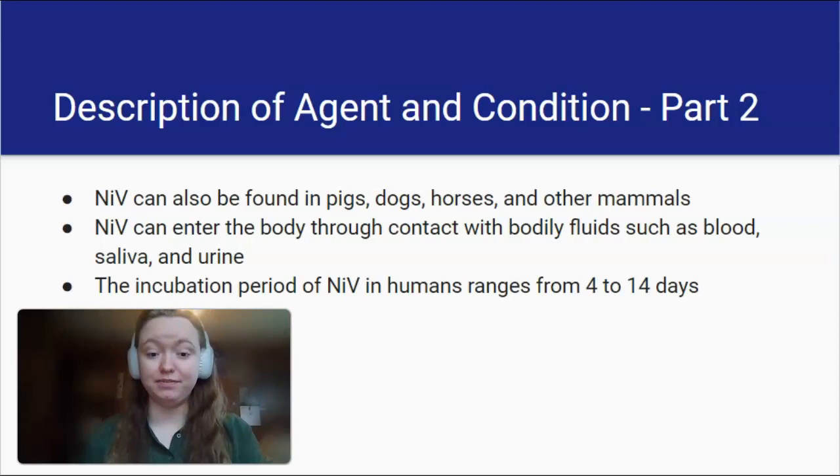NIV's transmission has been found in many mammals, including pigs, dogs, horses, and even humans. It is primarily passed along species through contact with body fluids, such as blood, saliva, and urine. In some Asian countries, NIV has even been found in date fruits and their trees. We will discuss that later in the presentation. The incubation of NIV ranges from 4 to 14 days in humans. On the next slide, we will observe a diagram of the transmission of NIV.